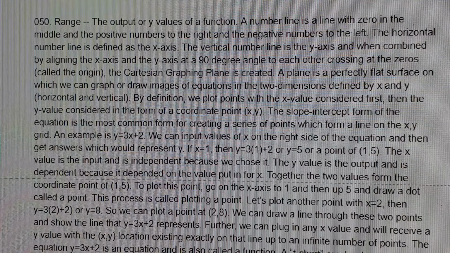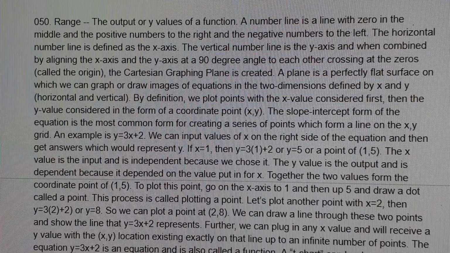A plane is a perfectly flat surface on which we can graph and draw images of equations in the two dimensions defined by x and y (horizontal and vertical). By definition, we plot points with the x value considered first, then the y value considered, in the form of a coordinate point (x, y).